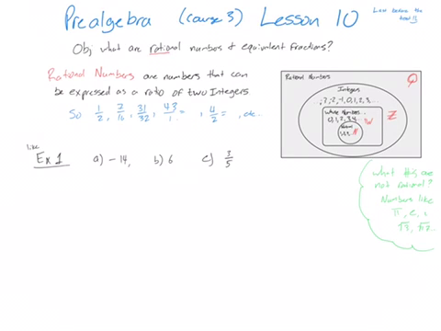This is now lesson 10. Note this is the last lesson we're going to cover before the test. Awesome. Okay, so our objective for today is: what are rational numbers and what are equivalent fractions?